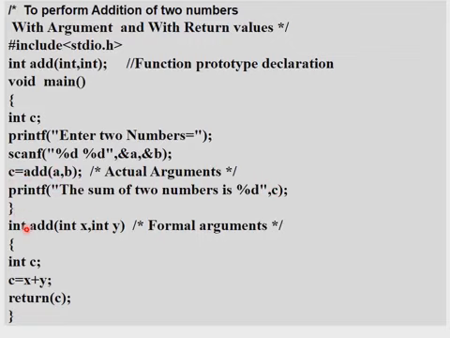So how can we define this function? Integer, that is the return type of the add function, and integer x and integer y. So x and y will be the formal parameters for the actual parameters a and b. The value of a will be copied into x, and the value of b will be copied into y. So here we will add these two numbers x and y. We will copy that addition into C and we will return this C to the main function again, and it will be printed here. So this is how we can define a function that has arguments and that will return something.